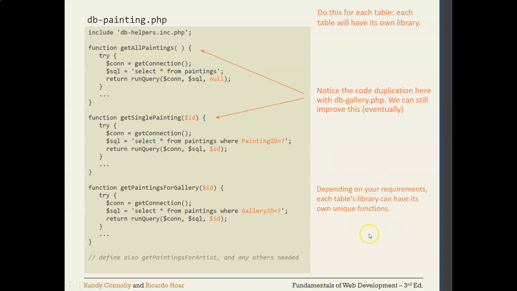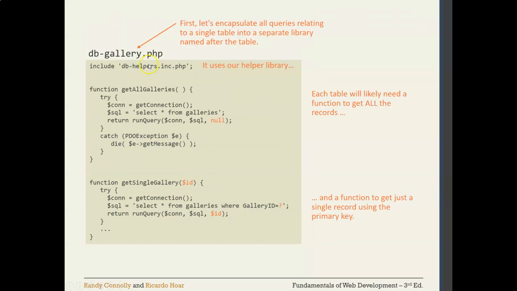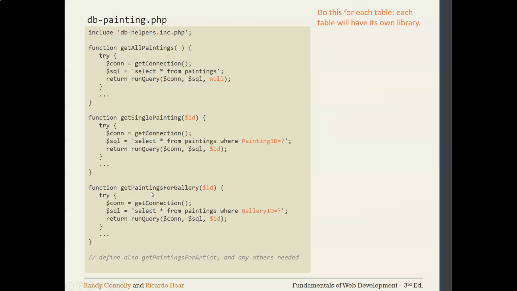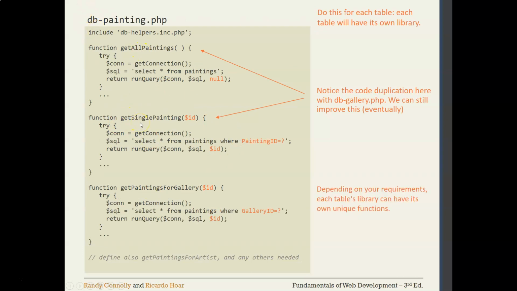Depending on your requirements, each table's library can have its own unique functions. Maybe for gallery, all we really needed to do was get all of them or get a single one. Maybe for paintings we've got more complicated requirements. We need to not only get all or a single one, but maybe also the paintings just for a particular gallery, or the paintings for a specific artist, or things like that. So the idea is that we can add in the database functionality we need for that table.